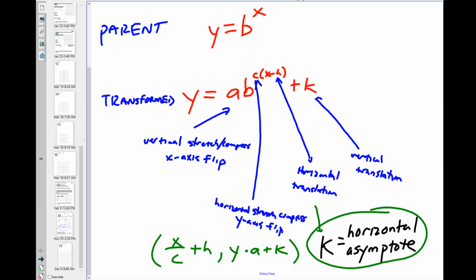The good news also, if you learned something from before, the formula for transformations is exactly the same. Once you've identified a, c, h, and k, we're going to get x and divide it by c, and add h. We're going to get y times a plus k. So that's not going to change.